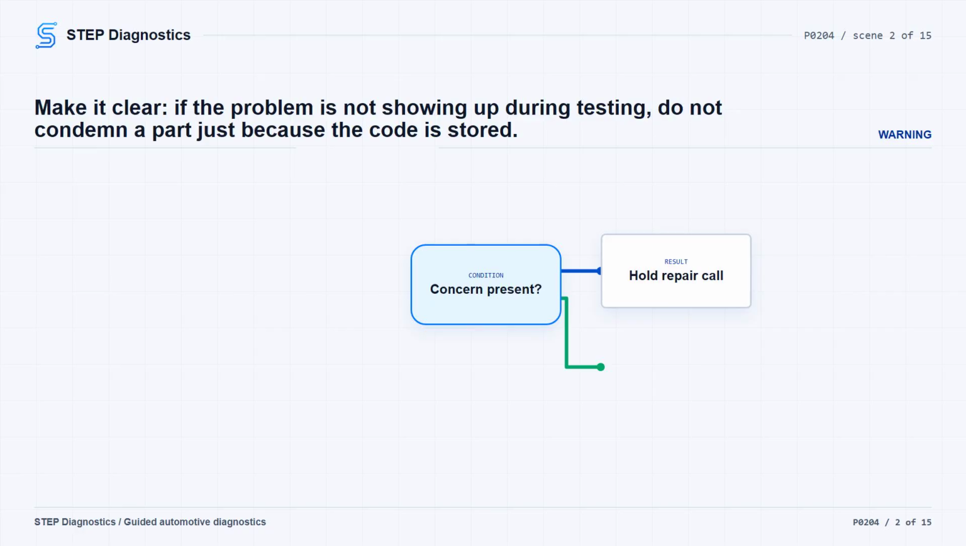For this code, the diagnostic path here is general electrical setup and test logic. There are no cylinder 4 pinouts, component locations, or confirmed part replacements in this path, so do not guess those details. Start with the basic system checks and make sure the concern is actually present before making a repair call.